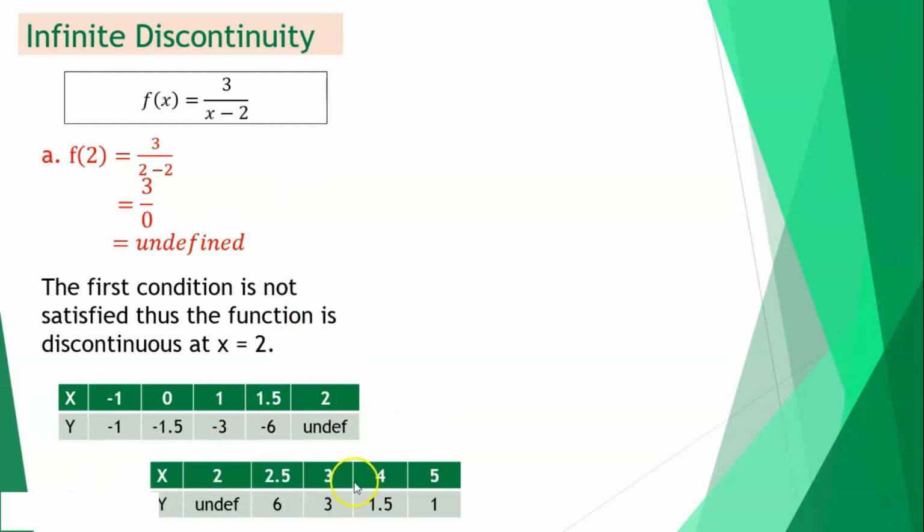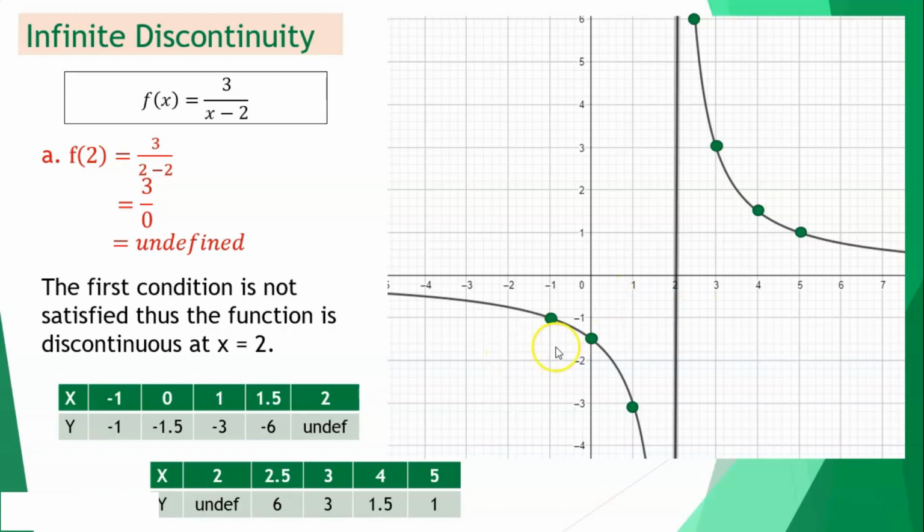Now, to the right, finding the limits of the function as it approaches 2 from the right, so suppose we'll get 5 here. So 5 minus 2 will get 3, so we'll end up with 1. If our x is 4, so 4 minus 2, that would be 2, so 1.5. If our x is 3, so 3 minus 2, that would be 1, so we'll end up with 3. If our x is 2.5, so 3 divided by 0.5 will get 6. So if it's 2, that will be undefined. So graphing this, we will get this.